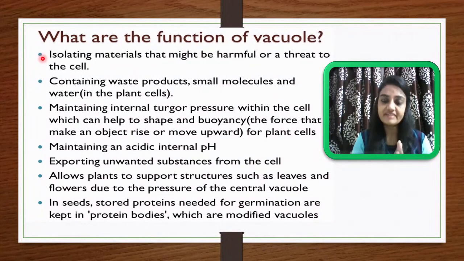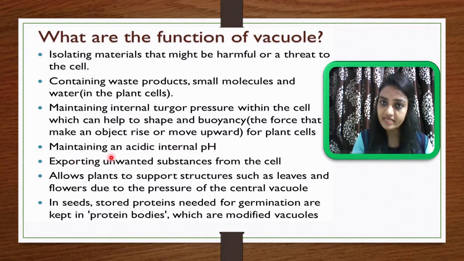Now let me discuss some functions of the vacuole. First function, isolating material that might be harmful or a threat to the cell. Okay, it will isolate all the material which is harmful to the cell. Then it will contain waste products, small molecules and water. Then maintaining internal turgor pressure within the cell, which can help to shape buoyancy, the force that makes an object rise and move upward. So buoyancy will be maintained for the plant cell.